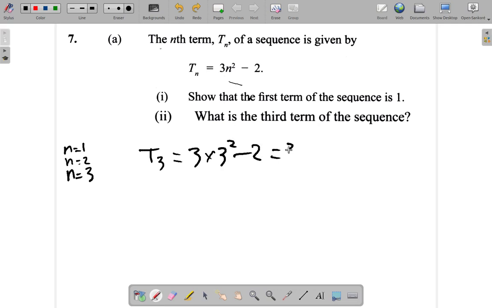So 3 times what is 3 squared? 3 squared is 9, minus 2. 3 nines? 27. 27 minus 2 gives you 25 as the third term of the sequence.